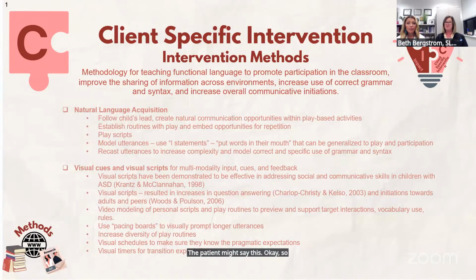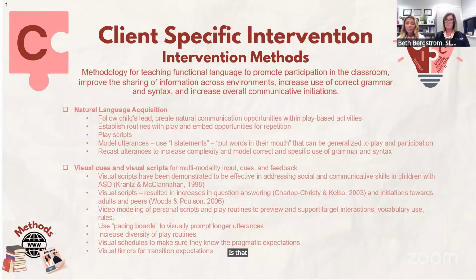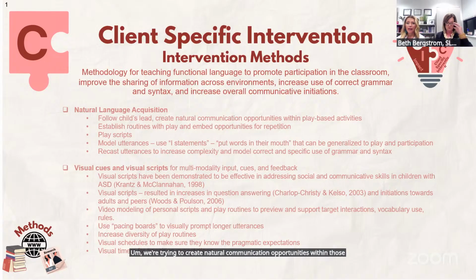Okay, so our methodology for these goals that we were targeting, both in individual sessions and some of this carries over to what Beth was doing in the summer, is the natural language acquisition approach. So we were following Jackson's lead. We were trying to create natural communication opportunities within those play-based activities.